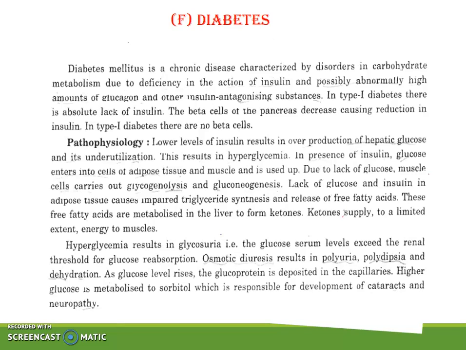Hyperglycemia results in glycosuria, that is, glucose serum level exceeds the renal threshold for glucose reabsorption. Osmotic diuresis results in polyuria, polydipsia and dehydration. As glucose level rises, glycoprotein is deposited in capillaries. Higher glucose is metabolized to sorbitol, which is responsible for the development of cataract and then neuropathy.